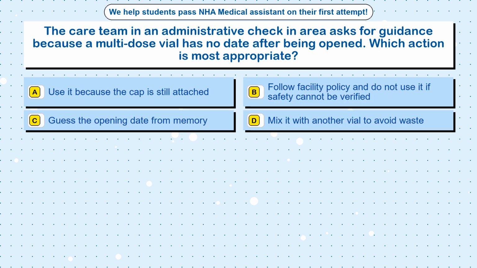Question 36. The care team in an administrative check-in area asks for guidance because a multi-dose vial has no date after being opened. Which action is most appropriate? Option A. Use it because the cap is still attached. Option B. Follow facility policy and do not use it if safety cannot be verified. Option C. Guess the opening date from memory. Option D. Mix it with another vial to avoid waste.